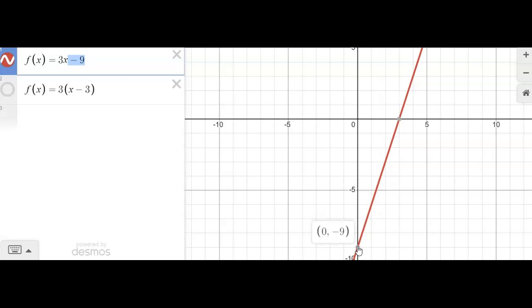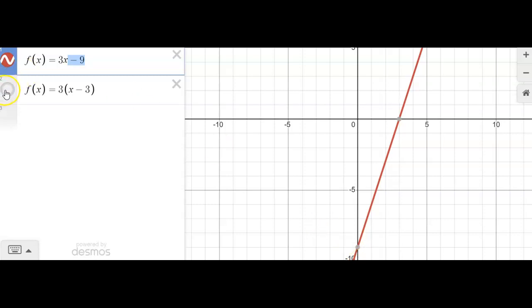Important to note, very important to note, your y-intercept is always when x equals 0. It makes sense if you think about it, because this y-axis always runs through the point where x is 0. So x is always going to be 0 for your y-intercept.